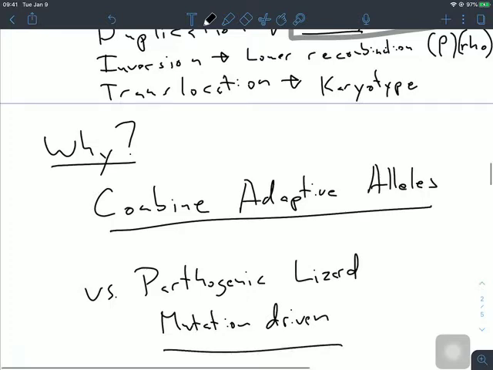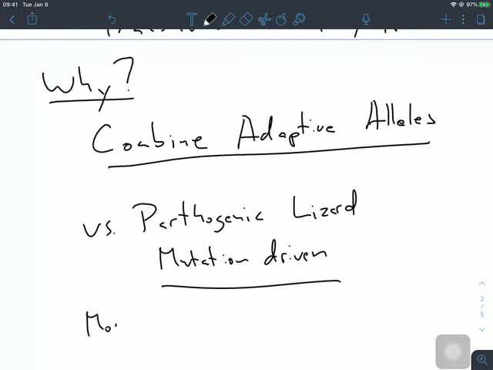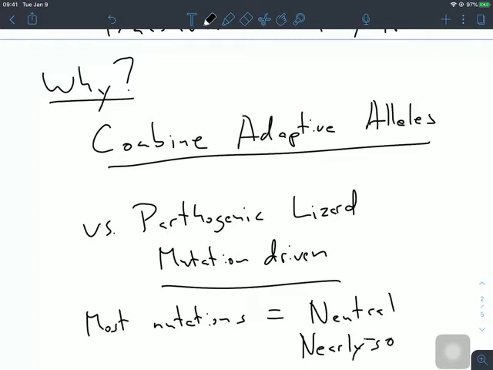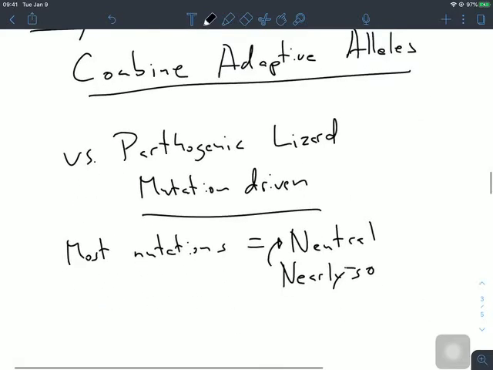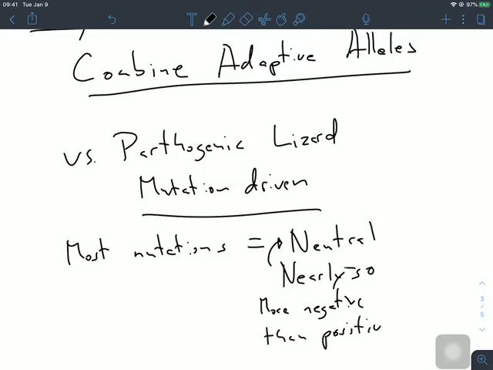And we know that in general, most mutations are either neutral or nearly so, or the nearly neutral hypothesis. Most mutations don't really matter. There are more of them that have a negative impact than positive. So simply playing a numbers game, you make it much more difficult for a species to adapt to changing environments.